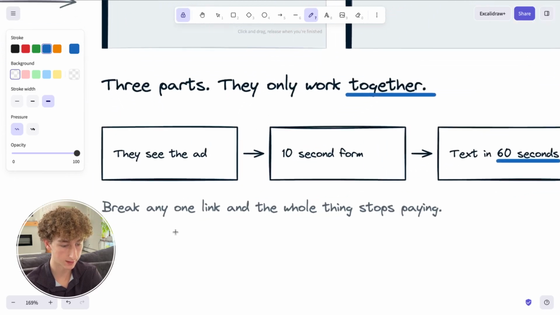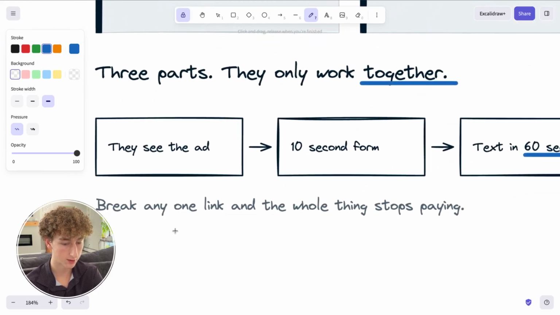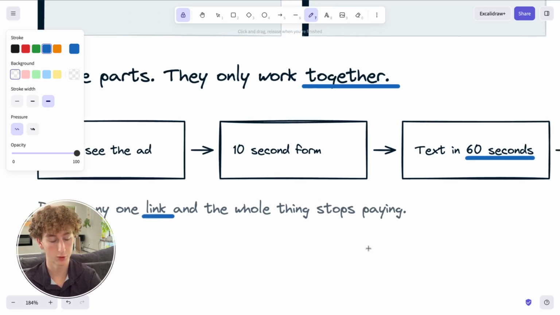And this system basically is set up so that you stop wasting money on the ads, and you have a system that will ideally just pull more of your ideal customer and also allow you to book more jobs with them. And if you break one link, the whole thing kind of stops paying.